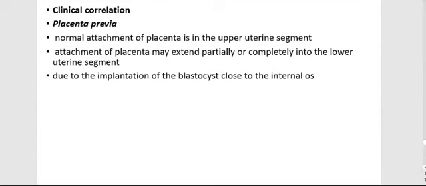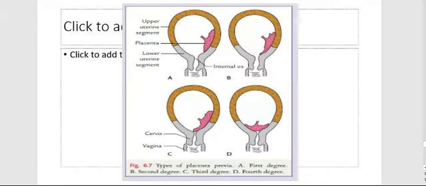As a clinical correlation, we have placenta previa. The normal attachment of the placenta is in the upper part of the uterine segment. But in placenta previa, the placenta is formed at the lowest level near the external os of the cervix, because implantation of the blastocyst was also done at a very low level. Implantation is supposed to be somewhere here, but maybe it took place here, so even the placenta will form here.